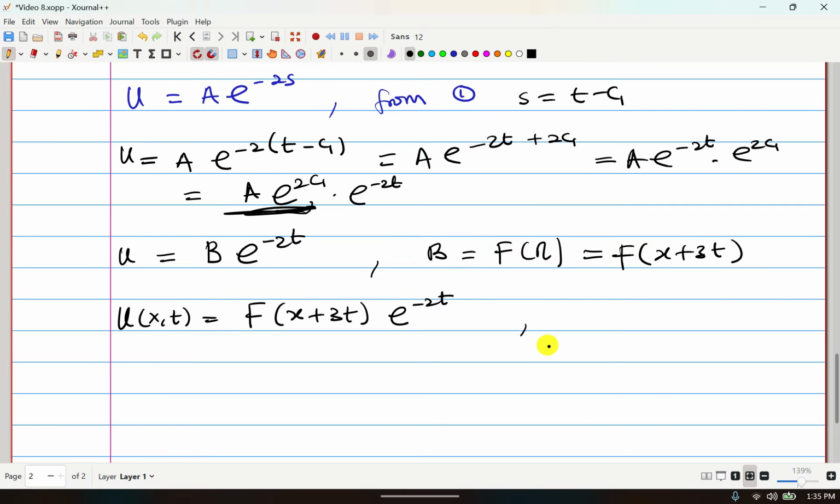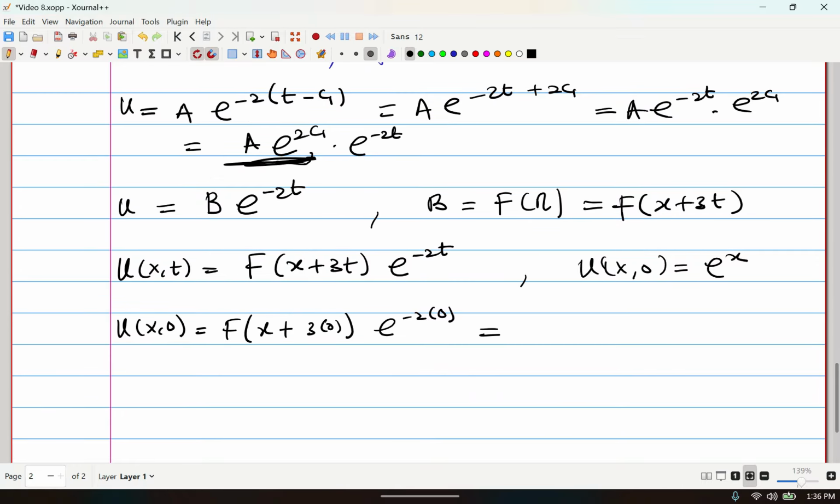We have our initial condition to be u of x comma 0 is equal to e to the x, right? That was the initial condition given. Now we just come here and apply the initial condition on the general solution that we have. u of x comma 0 is f of x plus 3 times 0, times e to the negative 2 times 0. Now this will be e to the 0, and e to the power 0 is 1, and this will be 0. So you have f of x, and this should be equal to e to the x.